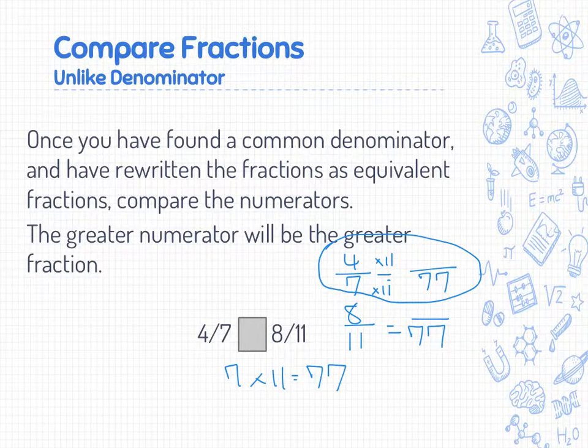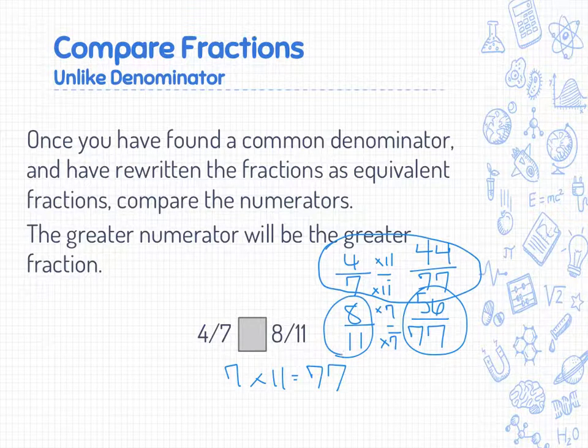4 times 11 is basically just 4 times 1 and doubling it. 4 times 1, 4 times 1, 44. Again, since I know that I multiplied 11 by 7 to get this denominator, I would do the same thing to 8. 8 times 7 is 56. And now I know that 56 is greater than 44, so 8/11 is greater than 4/7.